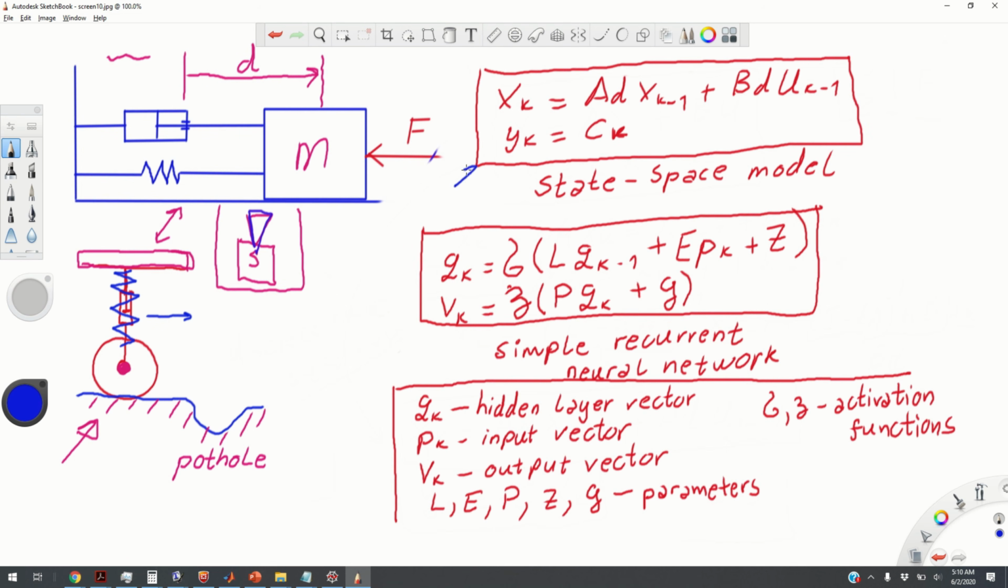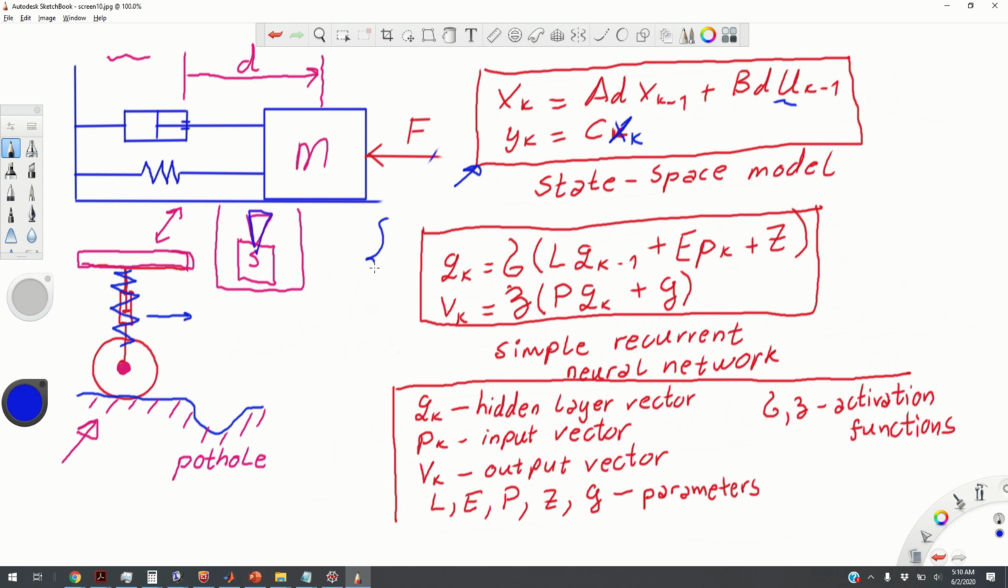So here is our state space model. State at time instant k is a function of the state at time instant k minus 1, and the control input at time instant k minus 1, this is our force. And the output, something that we measure, is equal to C times, here I'm missing C, xk. So this is our state space model.